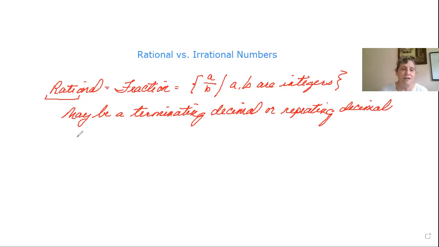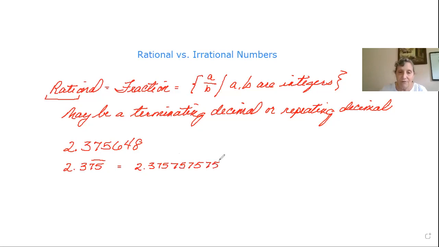So if it's a terminating decimal, we might have something like 2.37564, and it's done. Don't ask me what fraction that is, I don't know. Or a repeating decimal might be something like 2.375 with a bar over the 75. Now that would mean it's 2.375757575, where the 75 repeats forever.